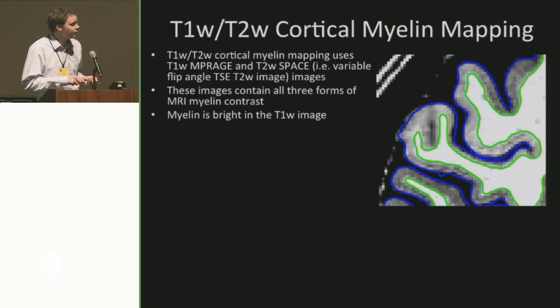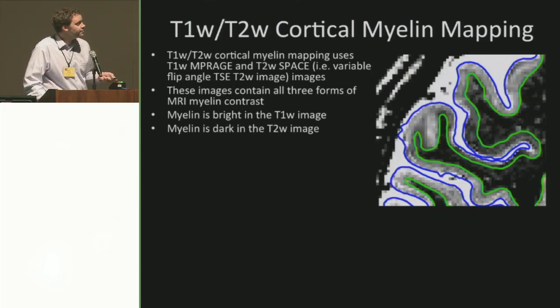Myelin is bright in the T1-weighted image, so obviously the white matter you can see is very bright. The green outline here is the white matter surface, and CSF is very dark, and the pial surface is the blue outline. This is the central sulcus right here in this volume slice. If you look along the gray matter ribbon, you can see differences in intensity. The anterior bank of the central sulcus here is brighter than the intensity up here in the frontal cortex or down there in parietal cortex.